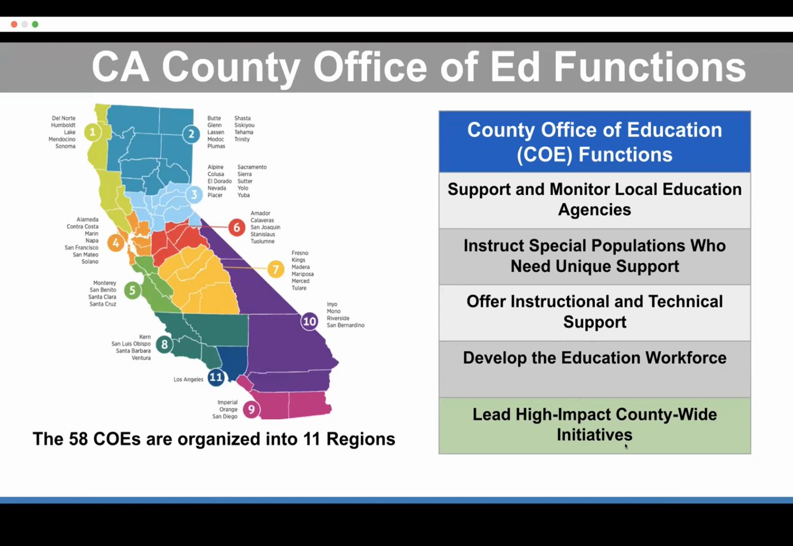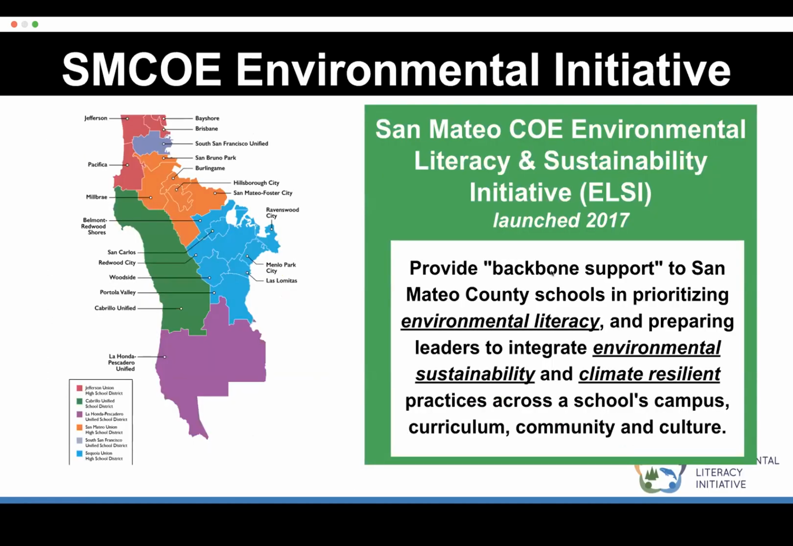And so we're here to talk about the initiative that San Mateo County launched in 2017, which is focused on providing backbone support to San Mateo County schools and prioritizing environmental literacy and preparing leaders to integrate environmental sustainability and climate resilient practices across all facets of what goes on in a school. So in the campus, curriculum, community, and culture. And San Mateo County is the first county office in the state to do this.